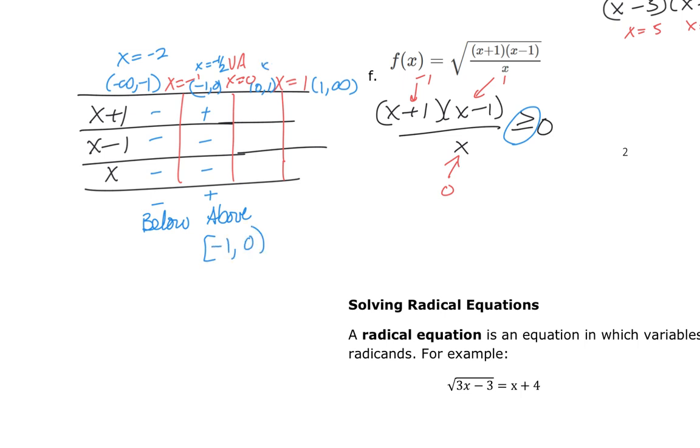I'm going to choose something in this region, so I'm going to choose 1/2, and this will be positive, this will be negative, this is positive, this is negative, this is below. I'm going to choose something in this region, let's choose 2. Positive, positive, positive, this region's positive, so I'm above. So I union between inclusive, which is a bracket on 1, to infinity. So that's how you find the domains when you have a rational expression underneath a radical and when you have a polynomial underneath a radical.